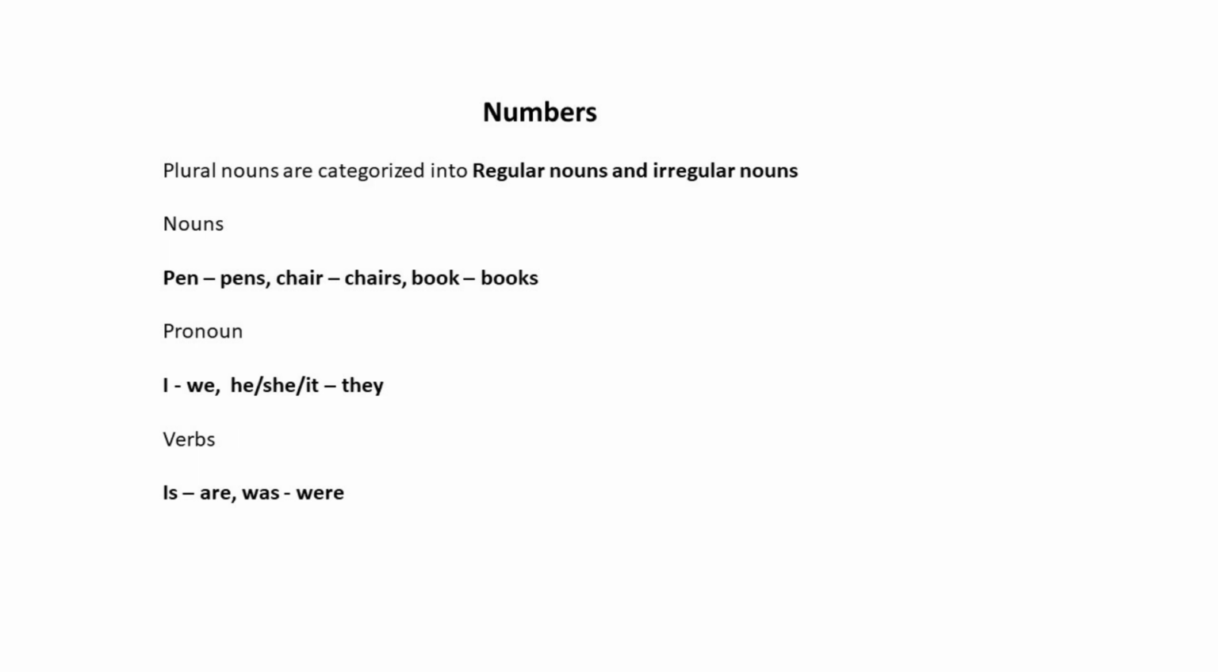Now let's talk about the plural form of certain pronouns. If the pronoun is I, then its plural form will be we. Similarly, if the pronoun is he, she or it, the plural will be they. All these we have seen previously when we learned pronouns, so this is like a quick recap. In the same way, for verbs, if I say the verb is, then the plural form of is will be are. The plural of the verb was is were.